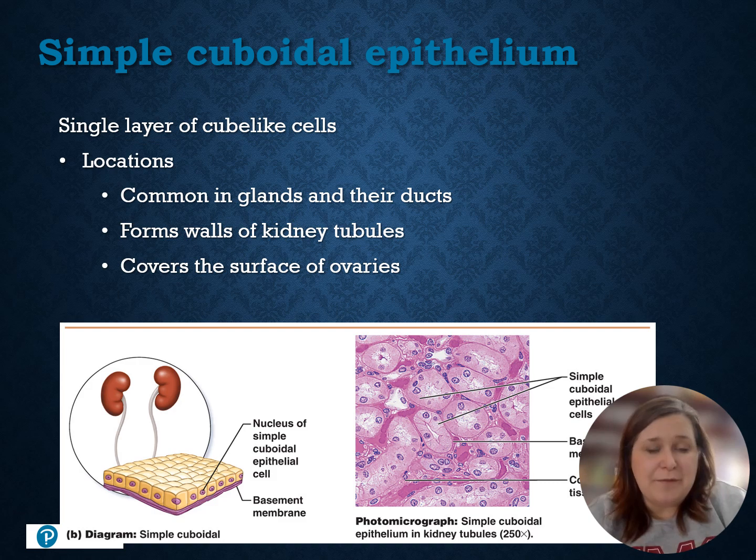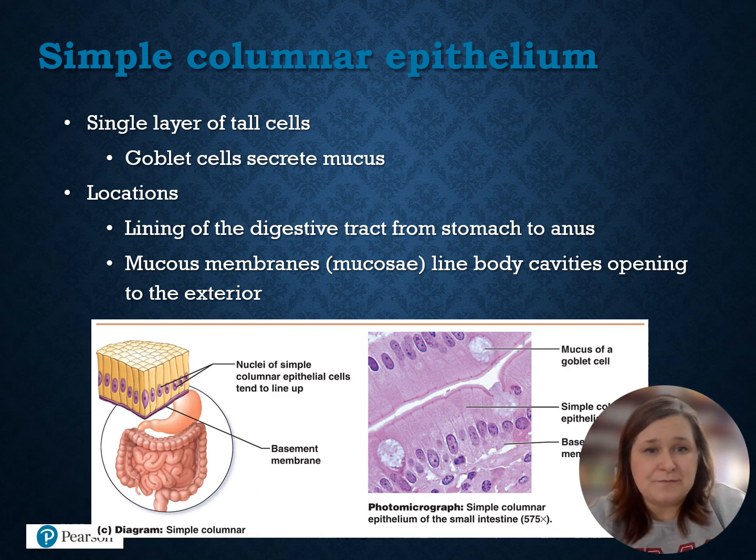Simple cuboidal epithelium is going to be a single layer of cube-like cells. We will find this oftentimes in glands and in their ducts. This is going to form the walls of the kidney tubules and also cover the surface of the ovaries.